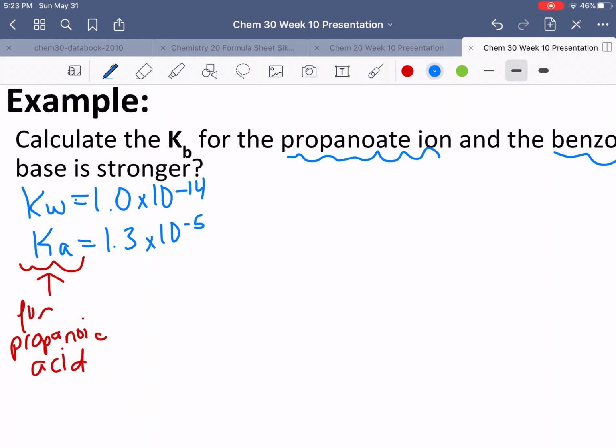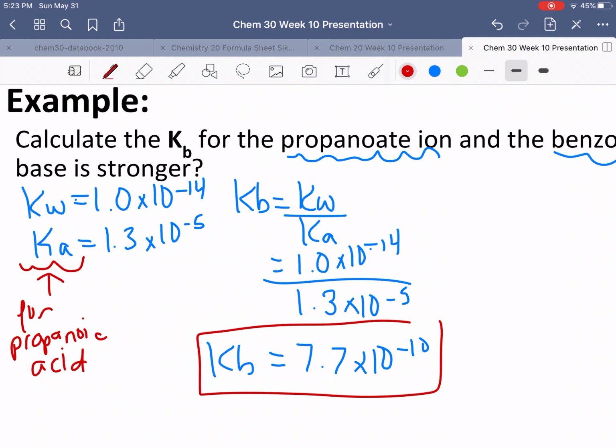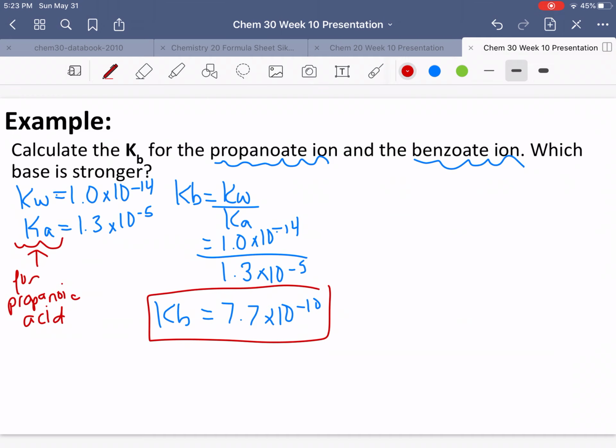Now we can start to number crunch. Kb is equal to Kw over Ka. 1.0 times 10 to the negative 14, none of these have any sort of units, over 1.3 times 10 to the negative 5. You can see we're going to have 2 sig digs when all is said and done. Kb is equal to 7.7 times 10 to the negative 10. There we go. Propanoic acid, done, ready to go.